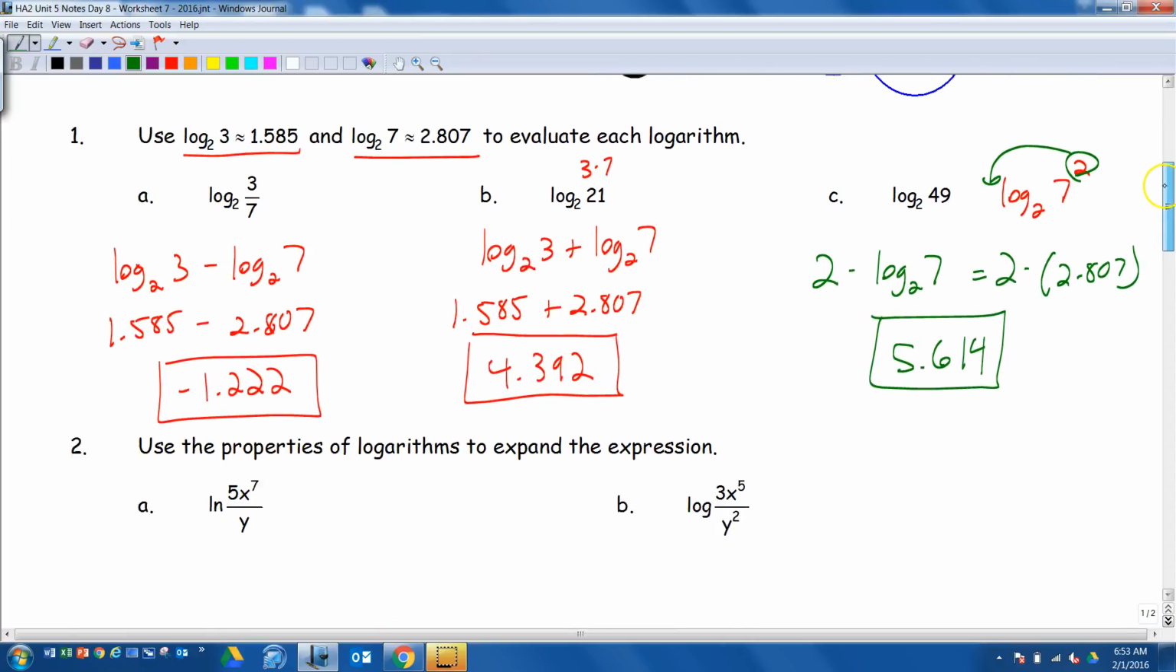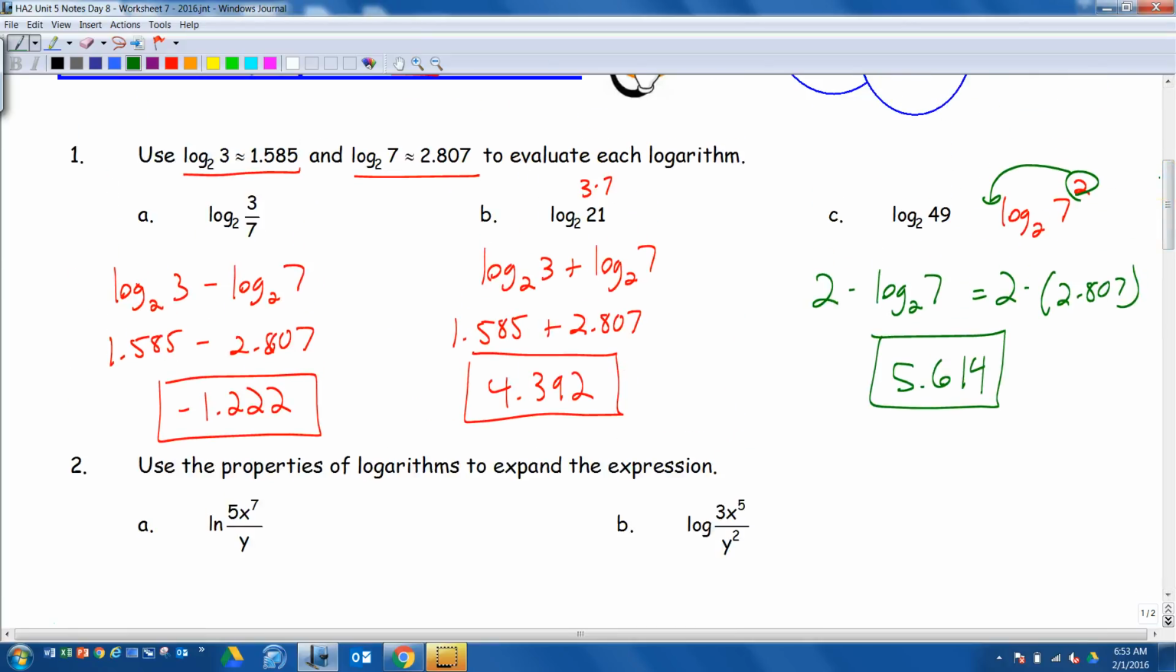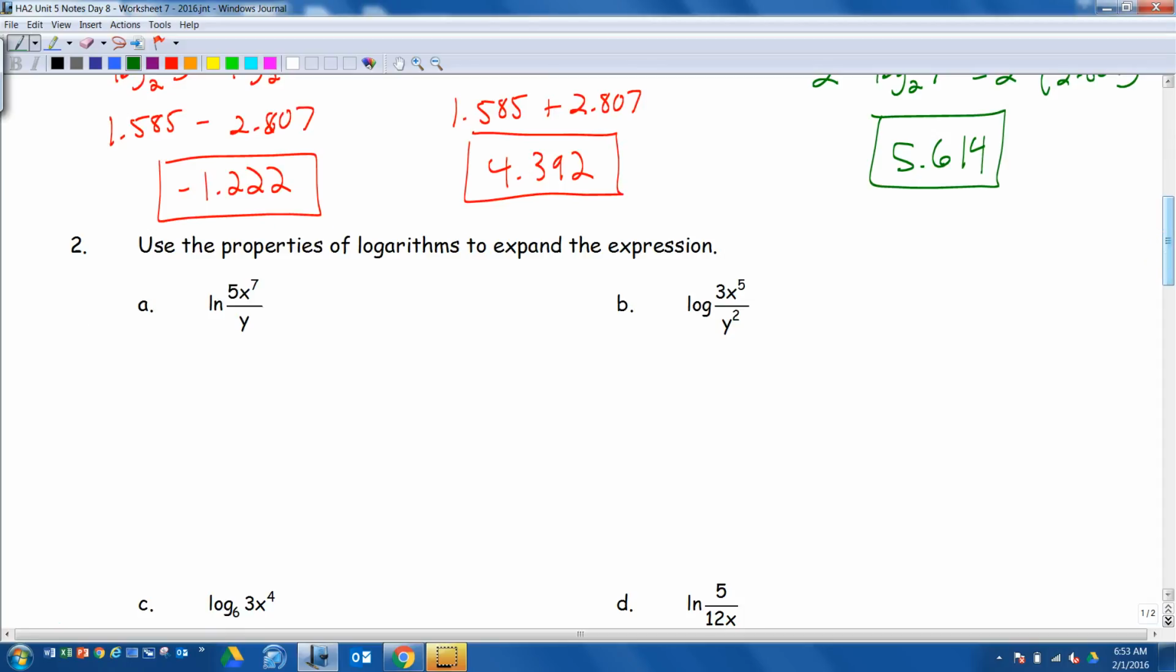Now, today we're also going to expand the expression, which means I want it written out as the individual log pieces, not one big log put together. So let's first start expanding this. First thing I'm going to say is this chunk is on top, that chunk is on bottom, so I'm going to use the subtraction. So the natural log of 5x to the 7th minus the natural log of y.